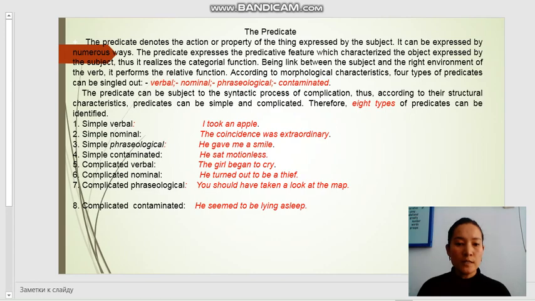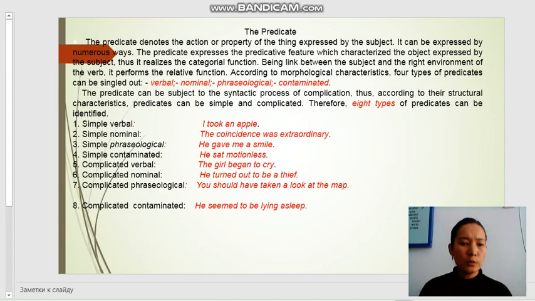The third one is simple phraseological. He gave me a smile. So we transformed the smile like he gave. The fourth one, simple contaminated. He said motionless. So we use simple contaminated, like motionless. Here the predicate is said motionless.